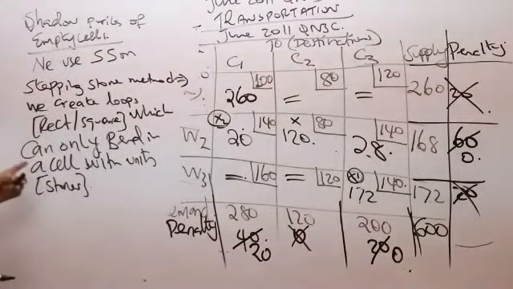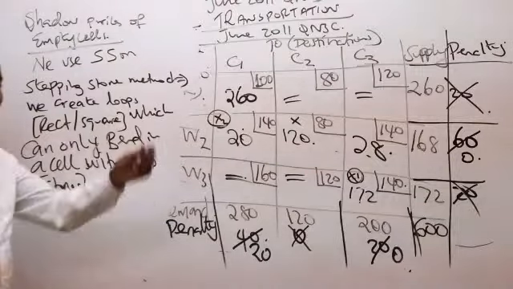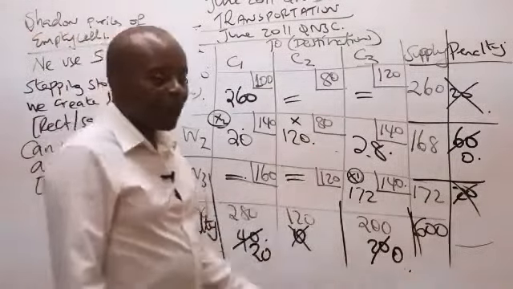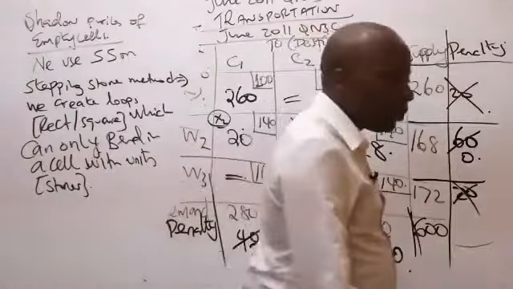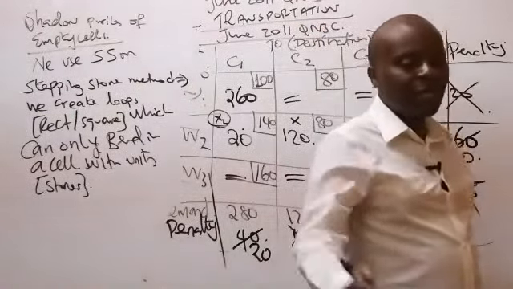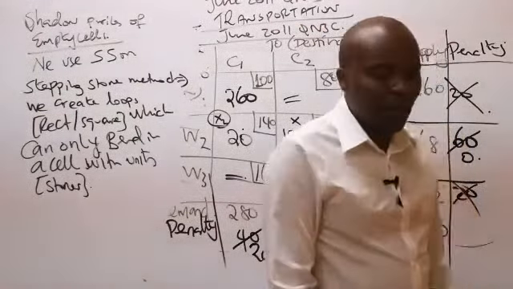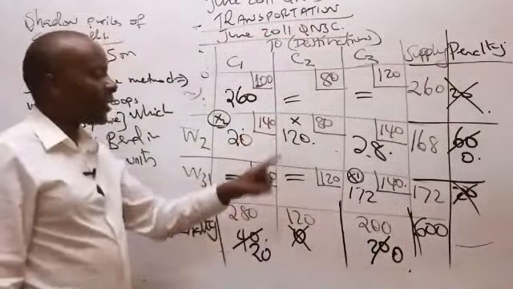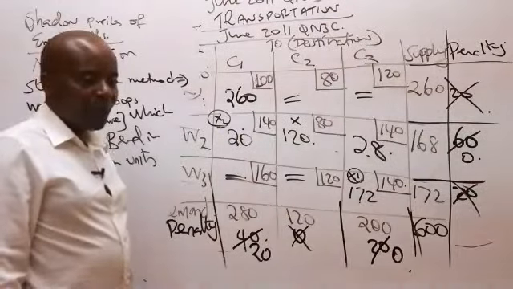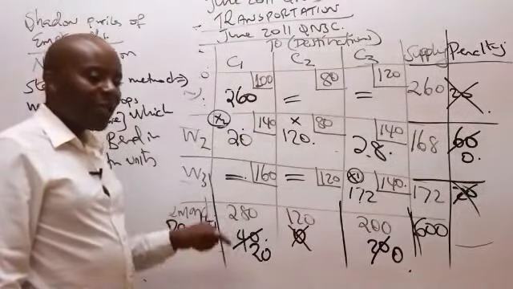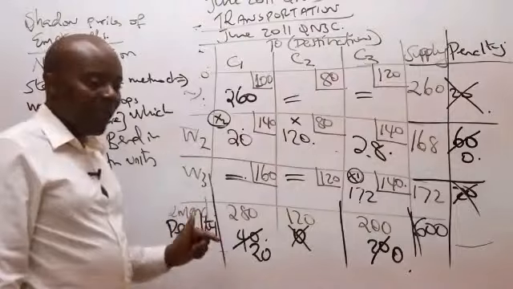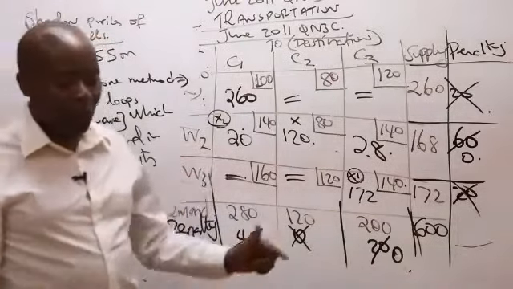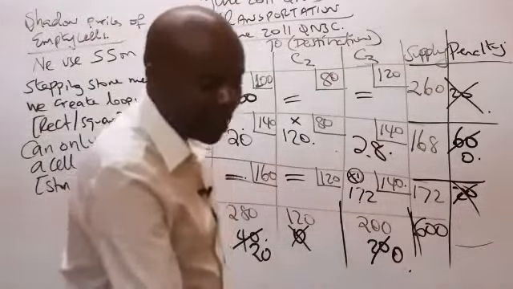So in the stepping stone method, just like a soldier marching, for you to be able to bend, for example to say right turn, you need a firm ground for you to step on. You can't step on a hole like this. So you can only bend in a cell with units.